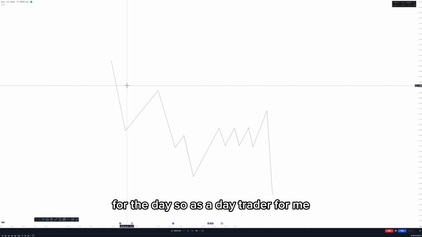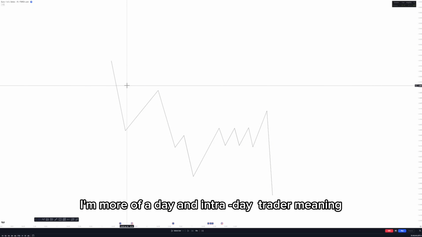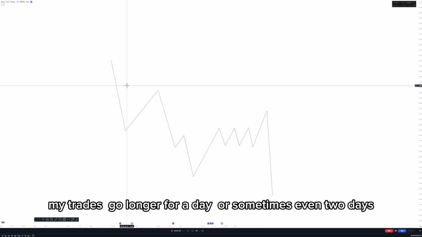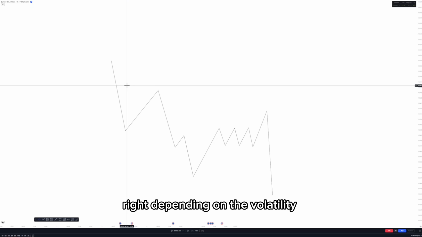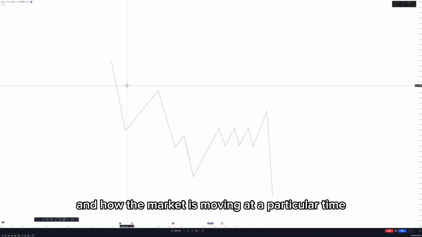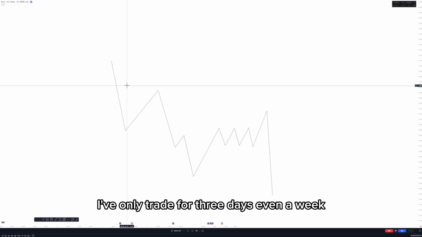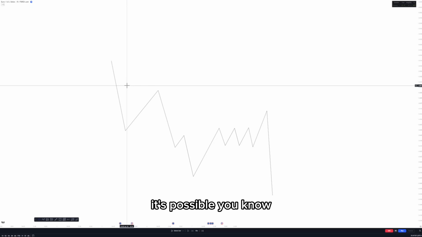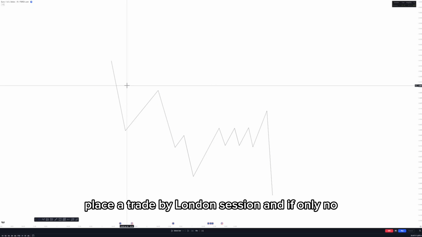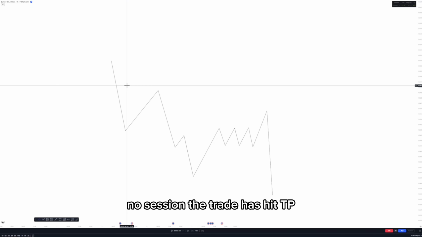As a day trader, I'm more of a day and intraday trader, meaning my trades go longer for a day or sometimes even 2 days, depending on the volatility and how the market is moving at a particular time. In fact, I've held a trade for 3 days, even a week. It depends on the volatility. Most times, my best trades play out in the session. I might wake up in the morning, place a trade by London session, and before the end of London session, the trade hits TP or its SL, depending on the probability of the trade.